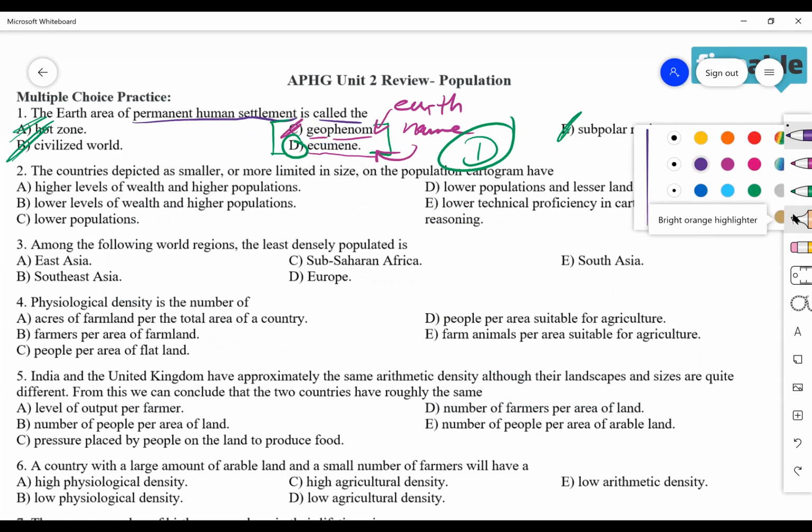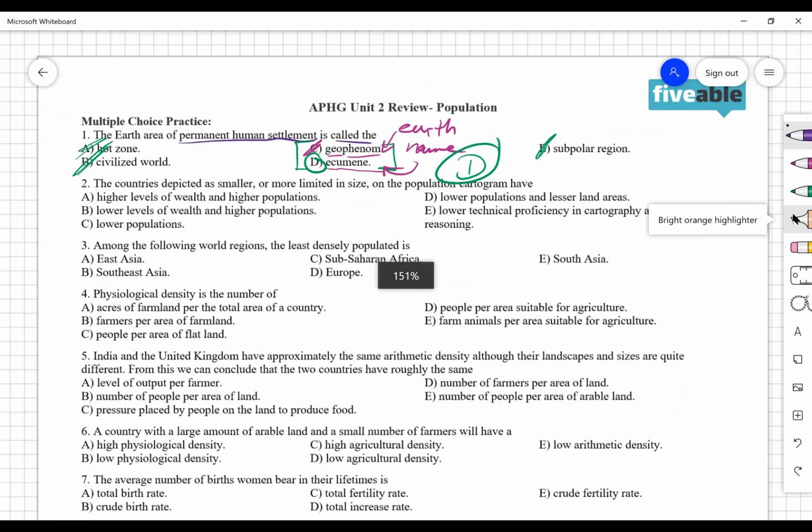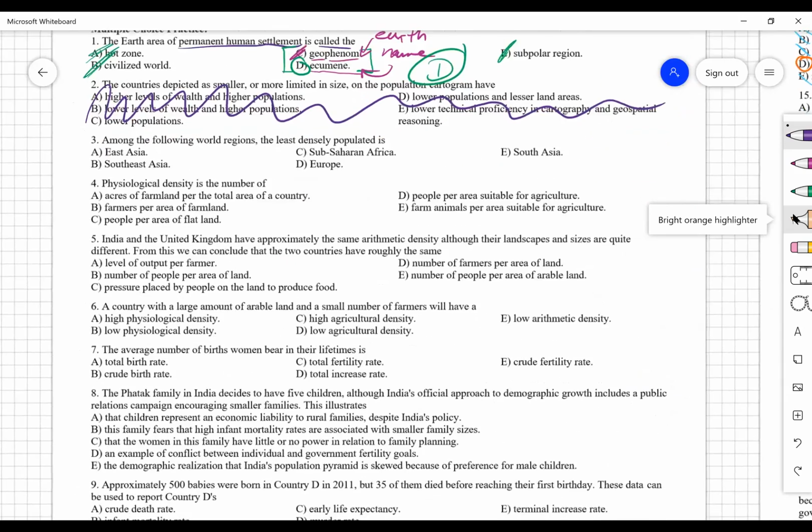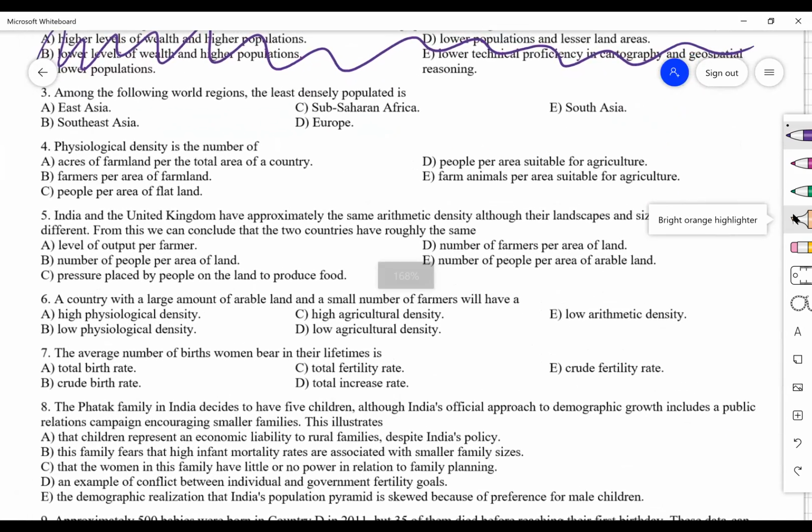Okay. Let's move on. This question, I think that my image got left off, so skip. Among the following world regions, the least densely populated is. This one is definitely going to be another elimination question because it says the word least, and I don't learn things by the least. So let's go through this.